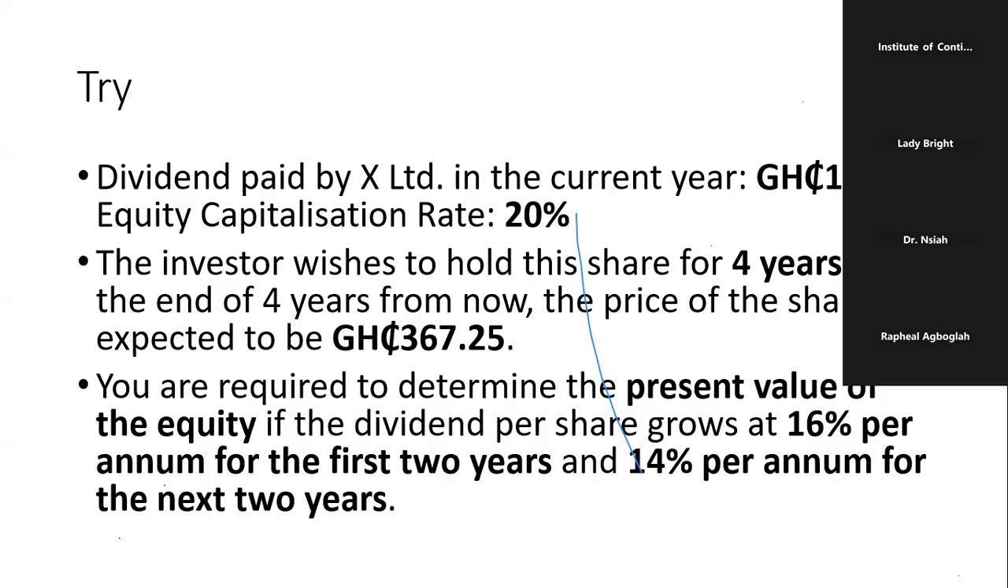The dividend paid in the current year is 15. Market return rate is 20%. The investor wishes to hold for 4 years. At the end of 4 years, the price of the share is expected to be 367. You are required to determine the present value of the equity if the dividend per share grows at 16% per annum for the first 2 years and then 14% per annum for the next 2 years.